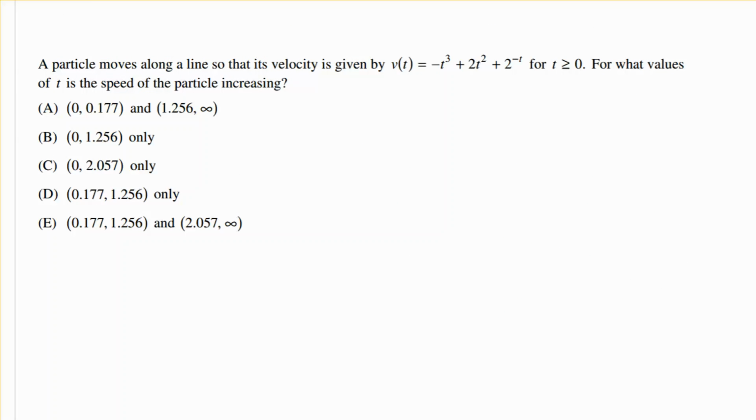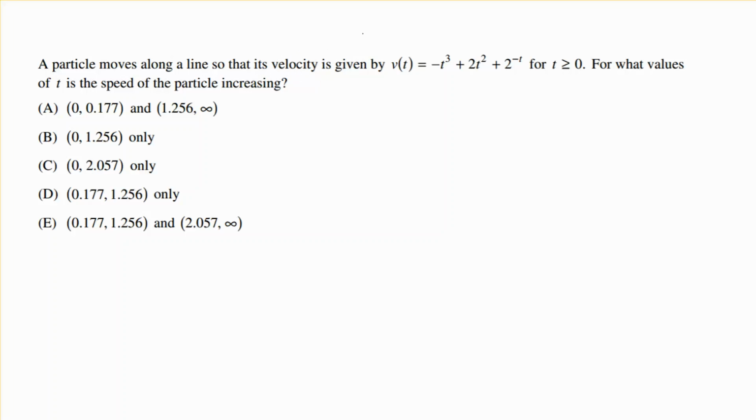All right, we've got a particle problem here. A particle moves along a line so that its velocity is given by v of t equals negative t cubed plus 2t squared plus 2 to the negative t when t is greater than or equal to 0. For what values of t is the speed of the particle increasing? So we've got a velocity, and we want to know when speed is increasing.